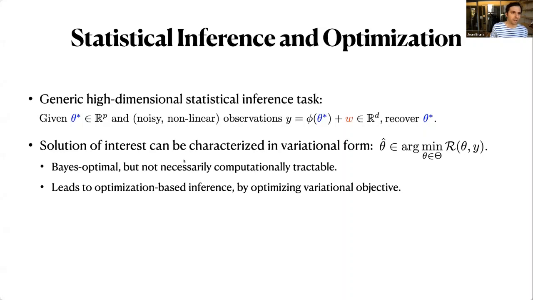Of course, optimization becomes a central player once we take this variational perspective. We try to characterize the solution that we care about as the solution of a certain optimization problem. For example, the maximum likelihood estimator can be written in this variational form. The problem, of course, is that these optimization problems are not always computationally tractable. Sometimes we have a potential gap that appears between what we can do by writing down these estimators and what we can implement efficiently.